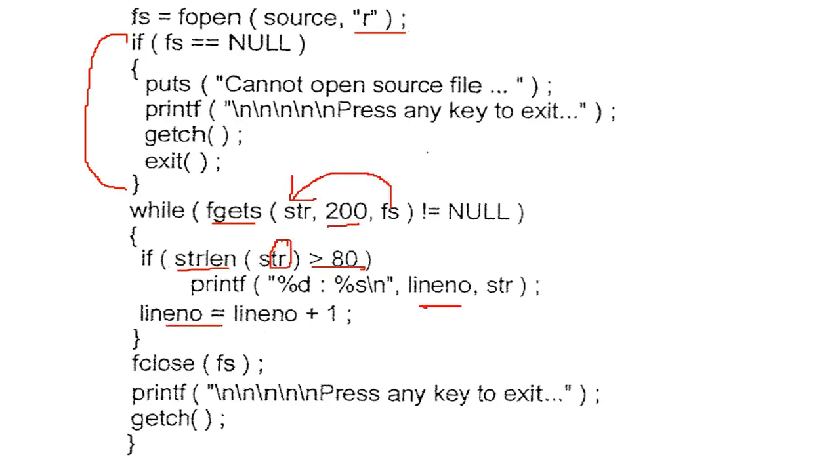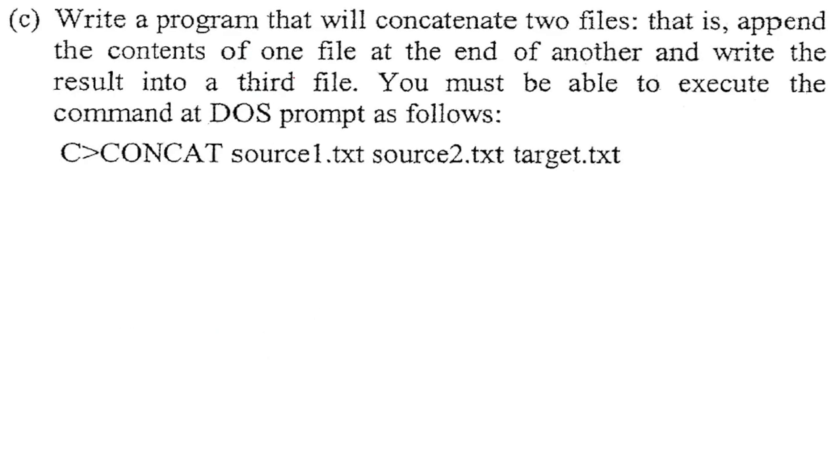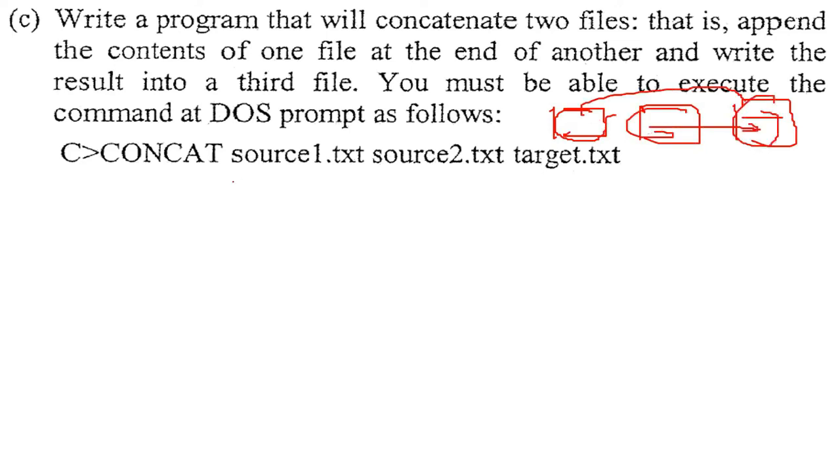Write a program that will concatenate 2 files, that is append the content of one file at the end of another and write the result in the third file. That is, we have 2 files. We have to take this one here, second one here. So we have to append them, or you can say concatenate source1.txt with source2.txt and transfer it to target.txt. So this is a program to concatenate two files.